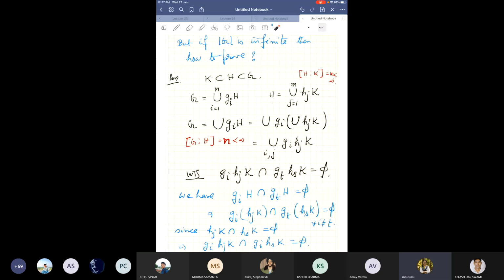So now if we are able to show that all these left cosets are disjoint, then what will be the number of left cosets here? i is varying from 1 to n, j is varying from 1 to m. If all these things are disjoint, then how many left cosets will there be? M times n. So in that case, I will be able to prove that [G:K] is M times n, isn't it?